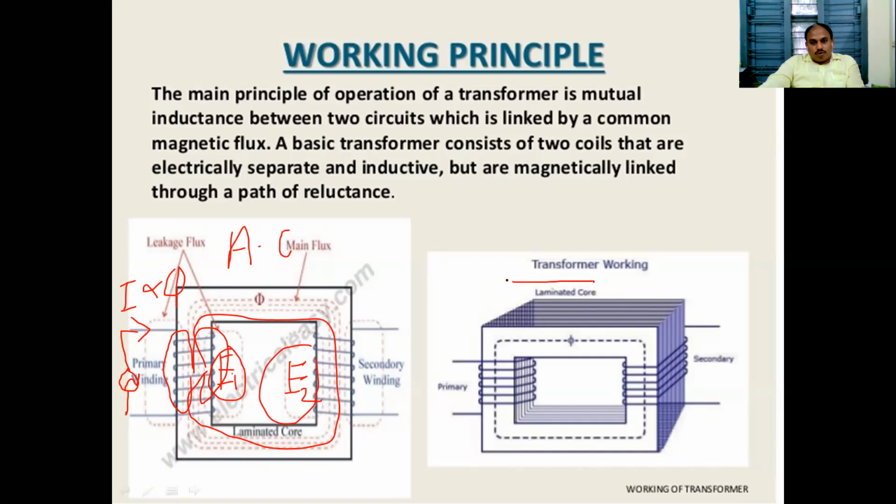Here this is the core. The core provides mechanical support to the winding and it provides a low reluctance path for magnetic flux. These are the two main purposes of the core.